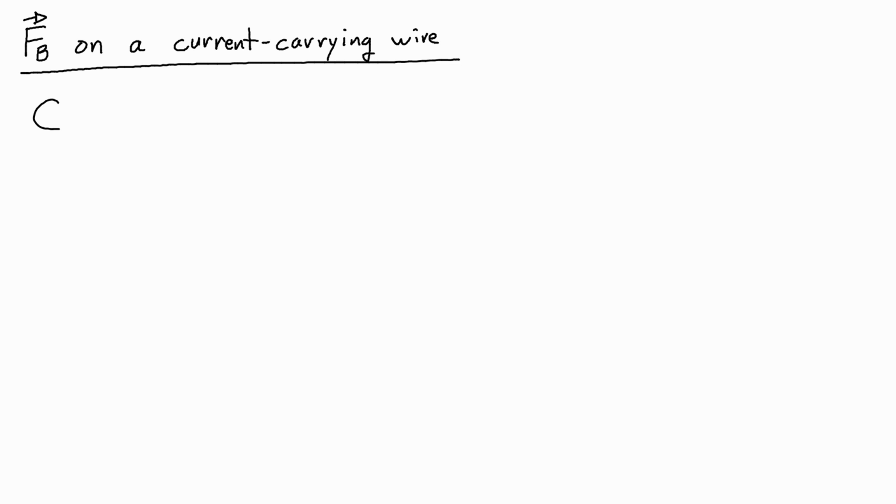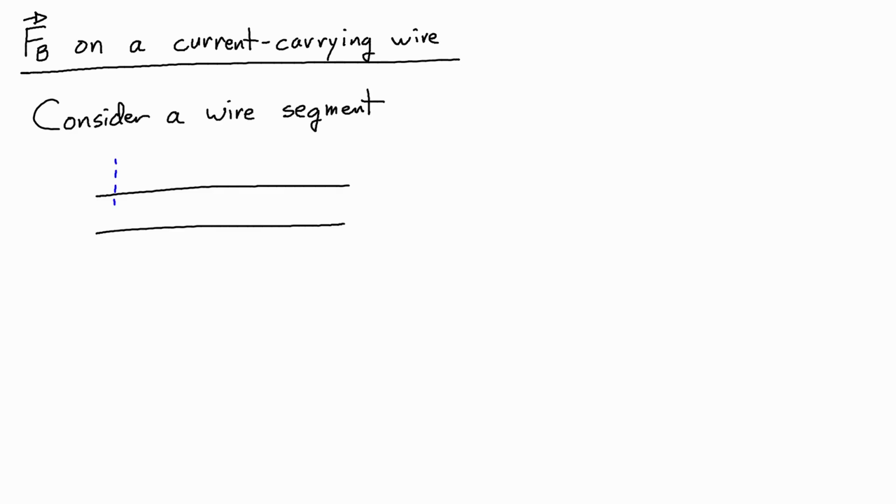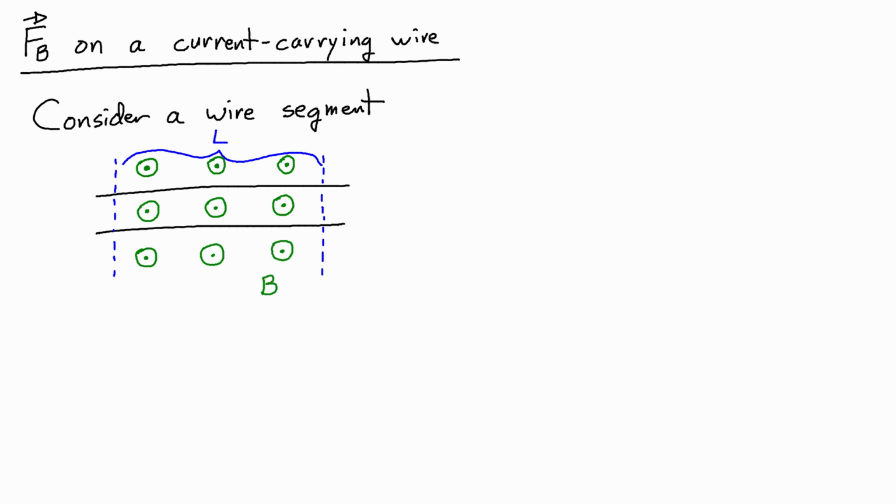Now I'll take a look at the magnetic force on a current carrying wire. We start off by considering a short segment of a wire with length L, and I'm going to put it in a magnetic field coming out of the page, so I have green dots showing that the magnetic field vectors are coming towards you, out of the screen, and I have current going to the right, which means that the electrons are actually moving to the left, because remember, the current direction always assumes positive charge carriers.